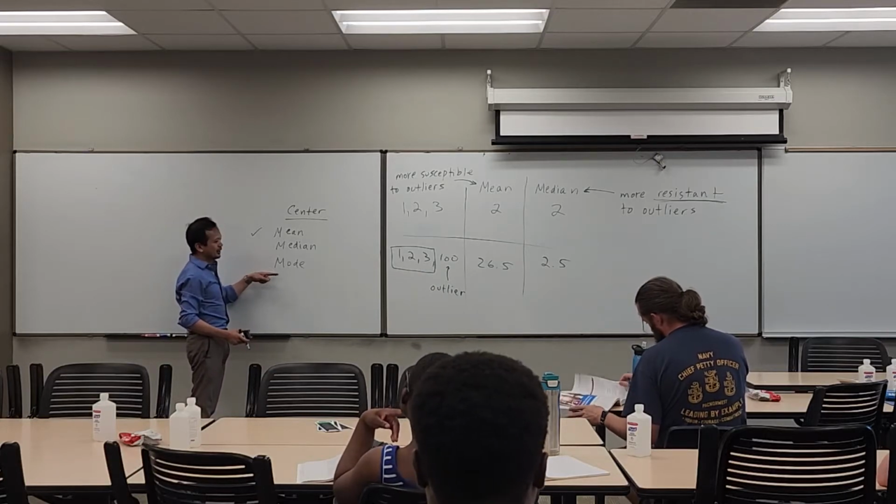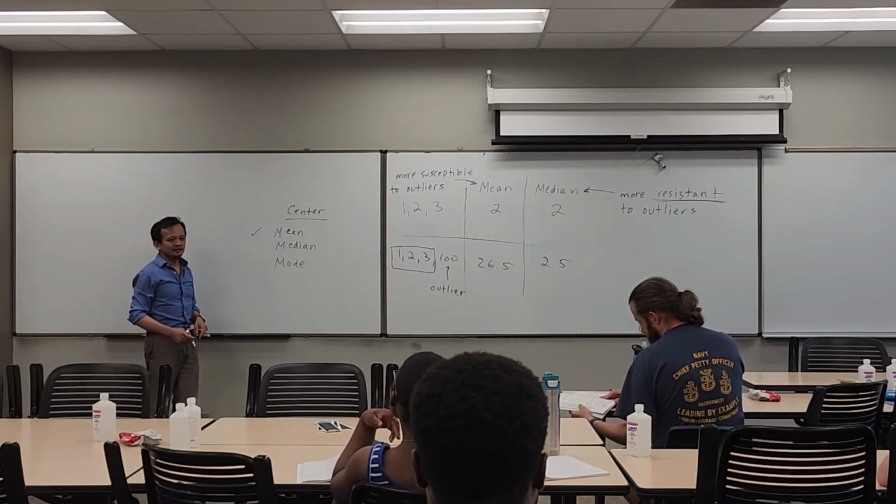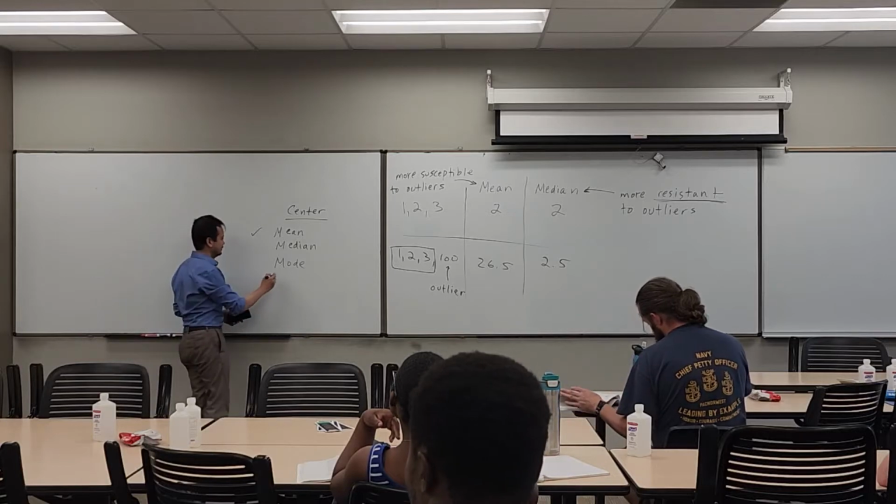So, what other measure of center did your book talk about? Mid-range. Okay, good, mid-range.